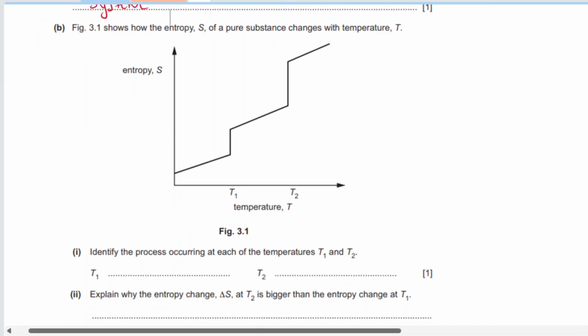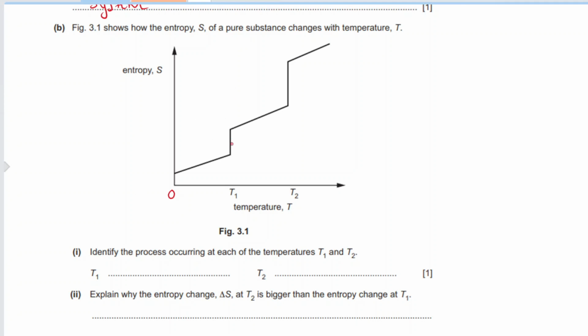This one says, figure 3.1 shows how the entropy of a pure substance changes with temperature. Now, this graph, we have seen it in our lecture, and this is a very similar graph. So here we have 0 Kelvin, and when you increase the temperature, we are increasing the entropy. And why are we increasing the entropy? Because we are increasing the randomness in the system. We are making the particles more disarranged. We are increasing the distance between the particles.